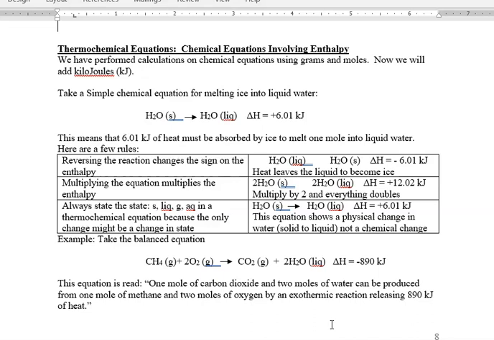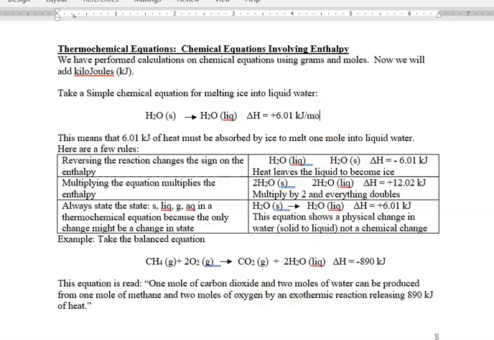This means that 6.01 kilojoules of heat must be absorbed by ice to melt 1 mole of liquid water. So that's what this is saying, to take water from solid into liquid form, that is to melt ice. It takes 6.01 kilojoules. And that should be per mole. So let me add that here. So it's got to be per an amount of water.